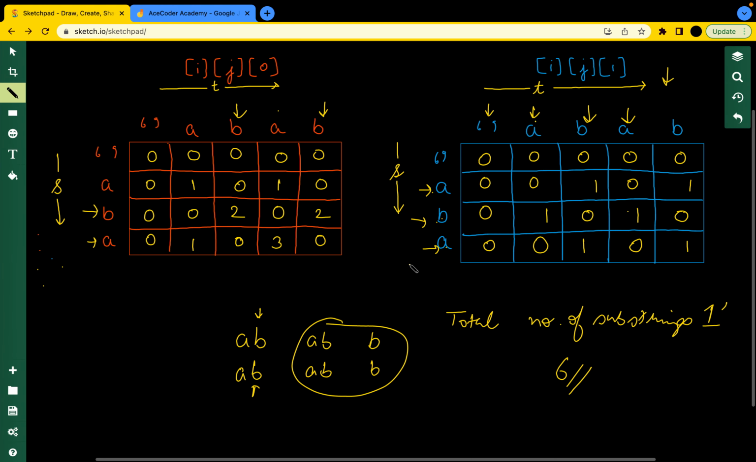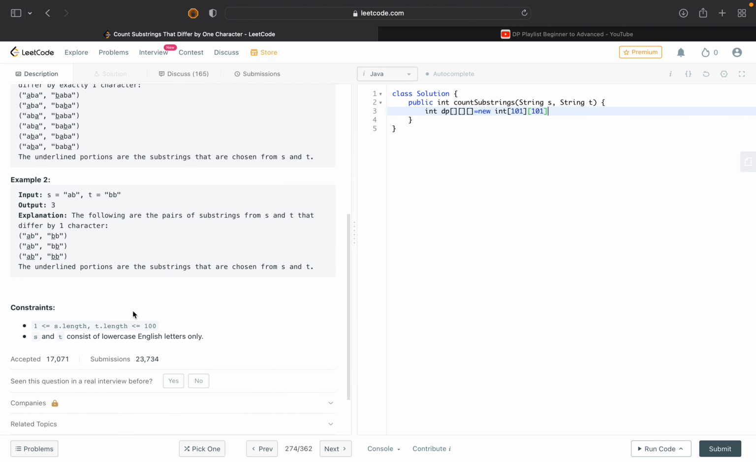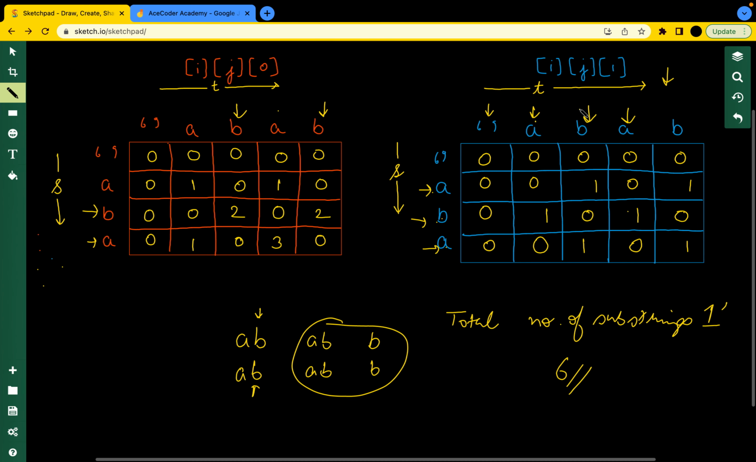So now let's look at how we can code this problem. Firstly, we will be creating a DP array, and its size will be 101 by 101, because the constraints say the length of S and T is 100. And here I will just keep 2, because I just need to check for 0 and 1 values, like the substrings that differ by only 0 characters and 1 character.